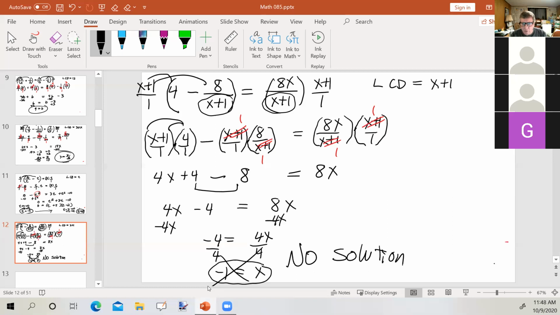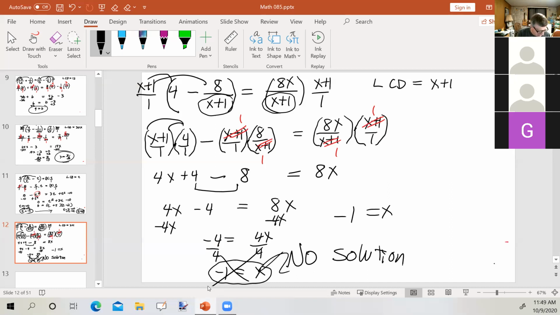Now, if we were in an ordinary classroom and we weren't using WebAssign, I would say, this is what I'd like you to do. However, this is what the instructions in WebAssign want you to do. You would solve this equation and you would come up with x equals -1. This is what's known as an extraneous solution.